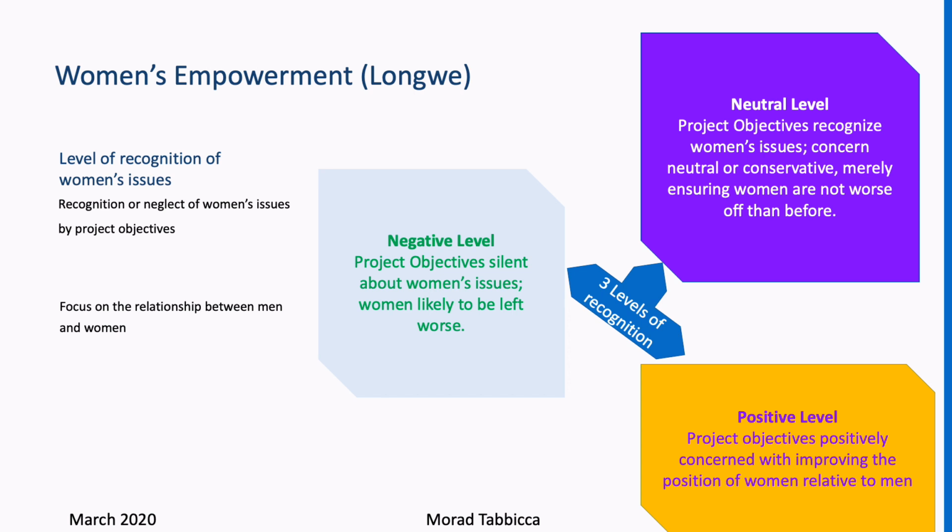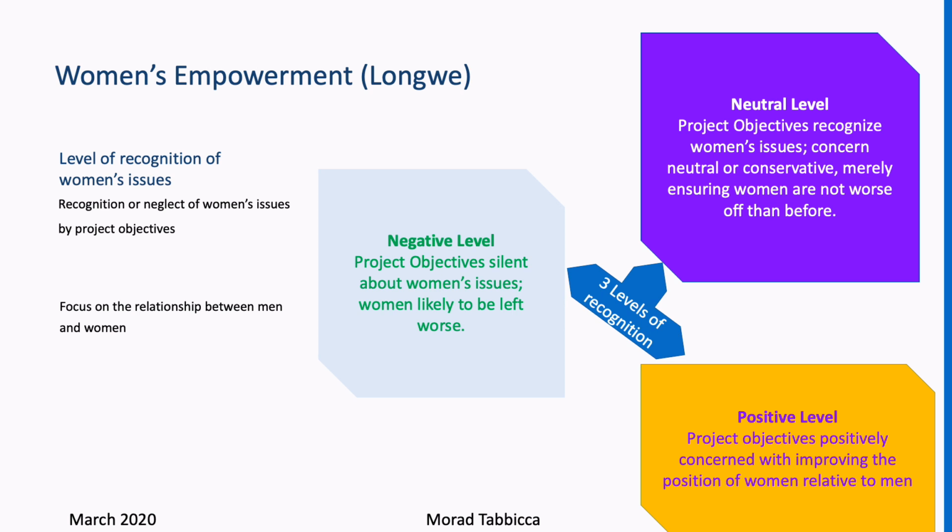And if it is one of subordination, then take action to address that issue to make sure that women are equal to men. Now, there are three levels of recognition of women's issues. The negative level, which means it's bad. The negative level says that project objectives are silent about women's issues.